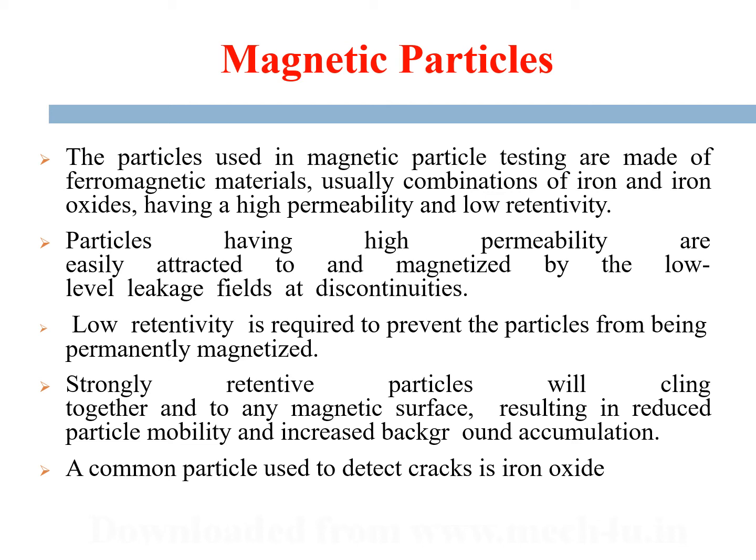Particles having high permeability are easily attracted to the magnetizing field, and can be magnetized even by the low level leakage fields that occur at the discontinuity. So the clusters or the cracks that are developed can be easily identified when you are using particles having high permeability. Low retentivity is required to prevent the particles from being permanently magnetized, because if you have a high retentivity, the issue is if you remove the magnetic field, due to the retentivity, the particles will still form clusters, and even if you try to wash away, it will be an issue. So the removal of the magnetic particles becomes an issue. So we go for lower retentivity particles.